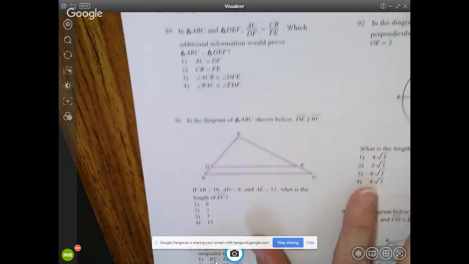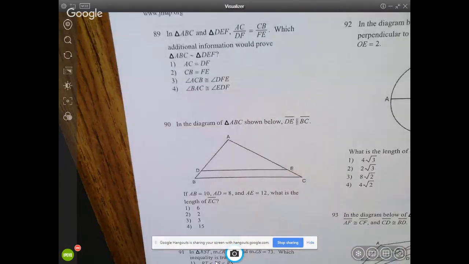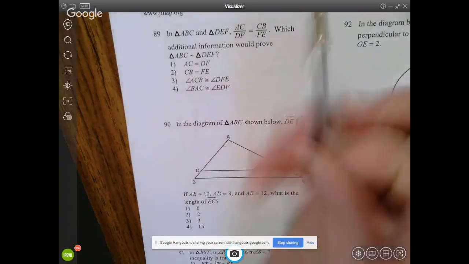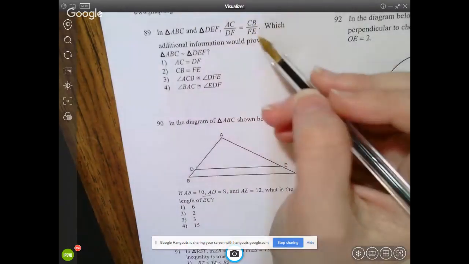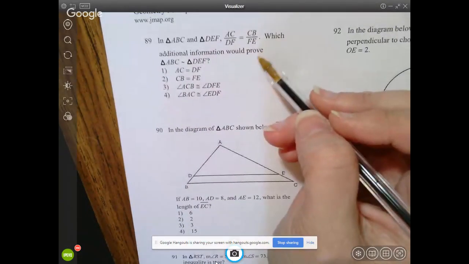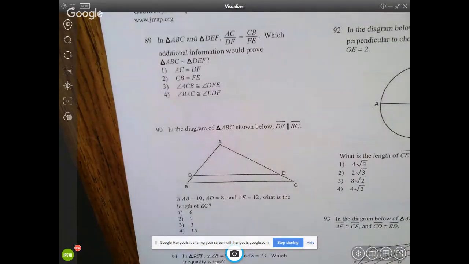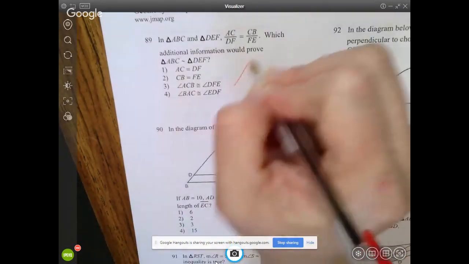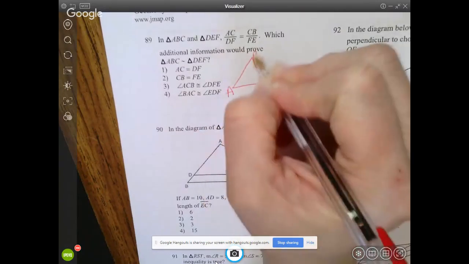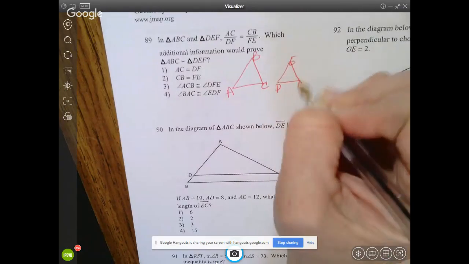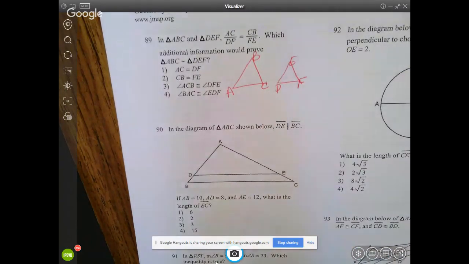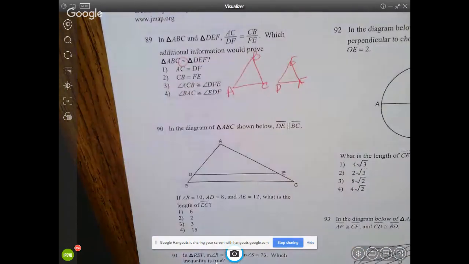So here's 89. We have triangles. It tells us A, B, C, and D, E, F. And it tells us that it's got a proportion. And it says, what other information do we need to prove it? So let's draw A, B, C, and D, E, F. And I intentionally drew one smaller than the other only because it says similar. I didn't want to confuse myself.